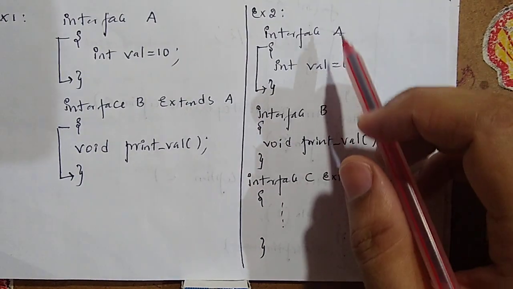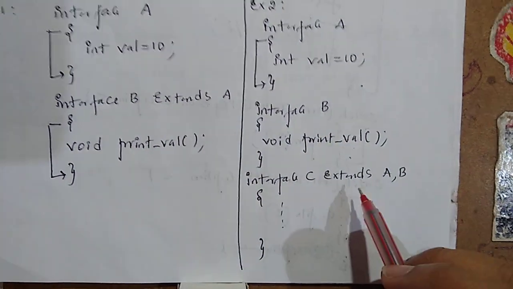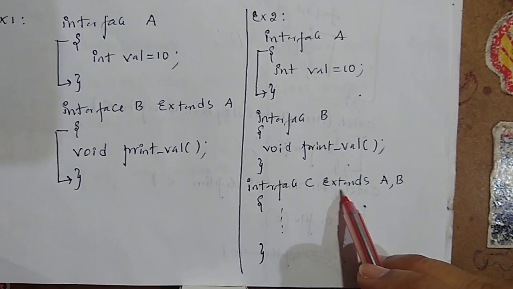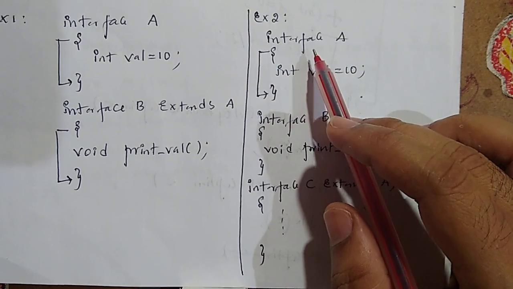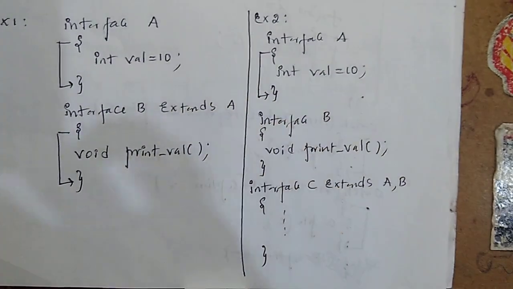This concept of inheriting from more than one class, we call multiple inheritance. That is supported by interfaces, but it is not supported by classes in Java.